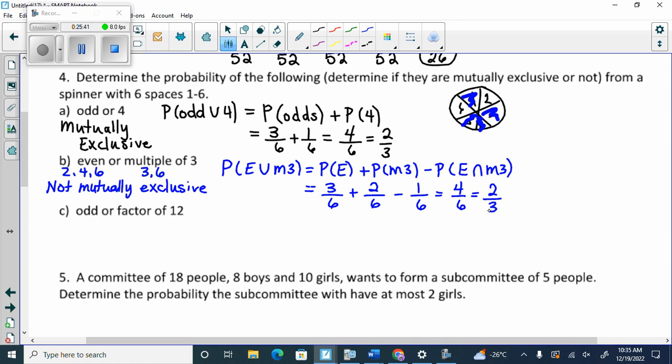Odd or a factor of 12. So I always list my options. Odd is 1, 3, 5. What are factors of 12 on the 1 to 6 wheel? 1, 2, 3, 4, and 6. So everything but the 5. Is there overlap between these two options? Yes, the 1 and the 3. They're counted in both. So it's not mutually exclusive.